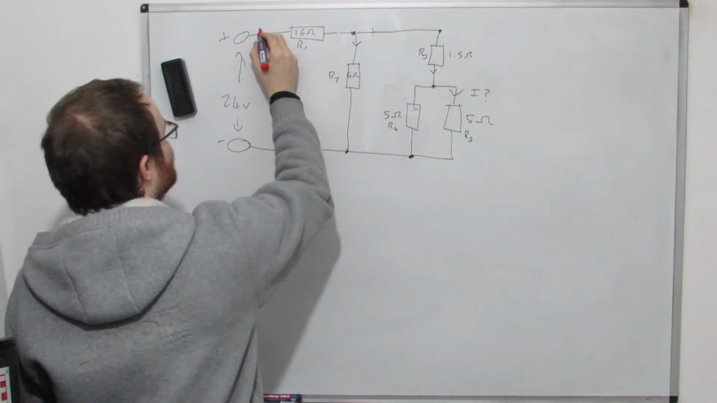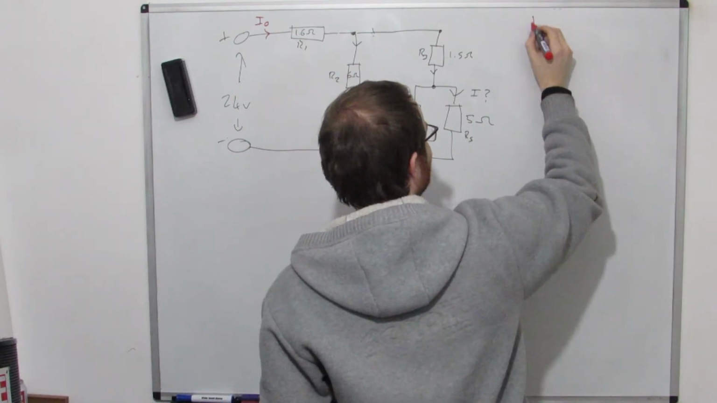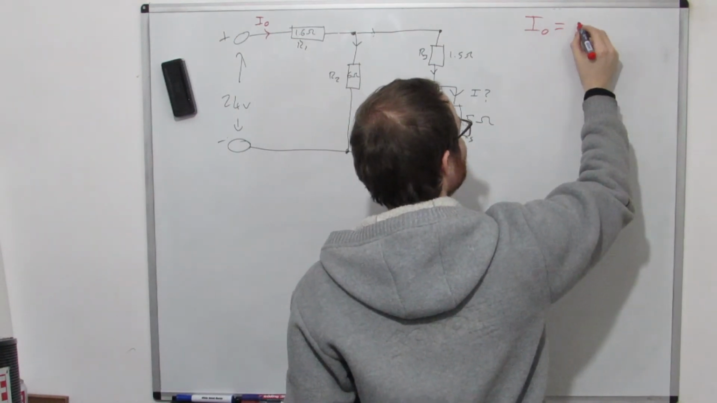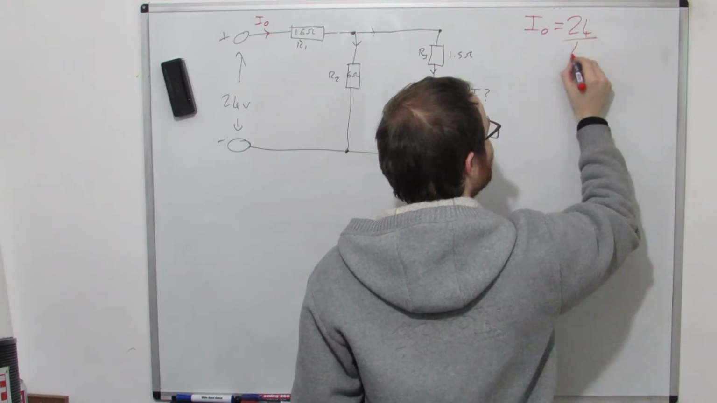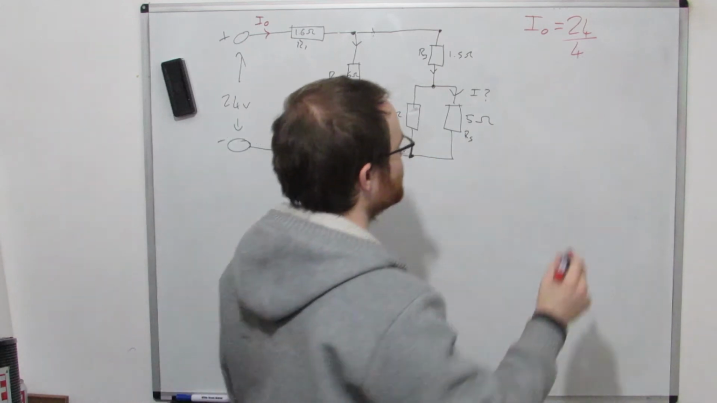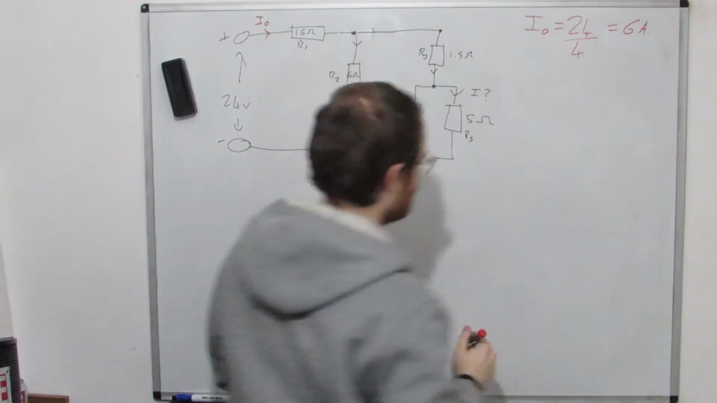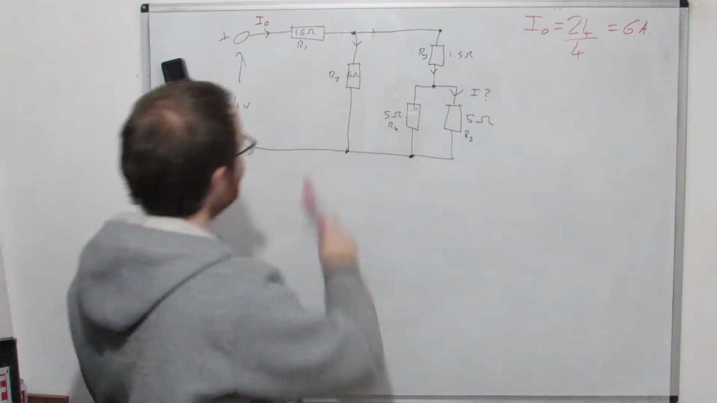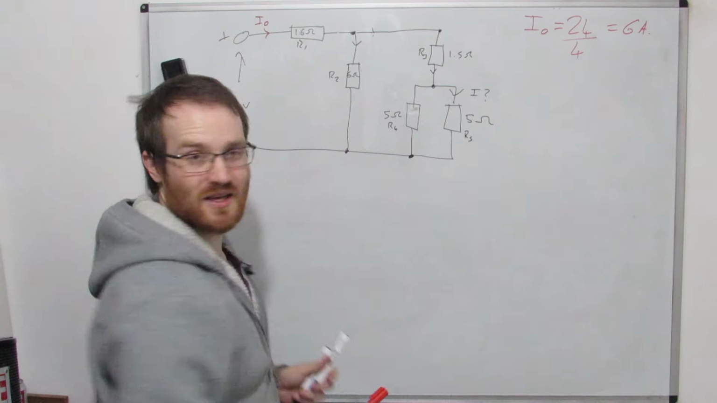So let's call this I0. And we'll say that I0 equals 24 divided by 4, because that was the total impedance, and that gives us 6 amps coming in. Okay, so we've got 6 amps coming from the power supply. Now we just need to figure out how much is left when we get all the way down here.